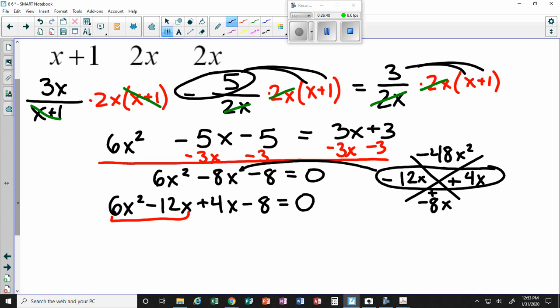Factor by grouping, group the first two. What can I factor out of those? 6x. 6x. So what's left when I take a 6x out? Minus 2. Okay, factor the next group. So, since this first term in the next group is positive, I put a plus there. What can I factor out? Minus.